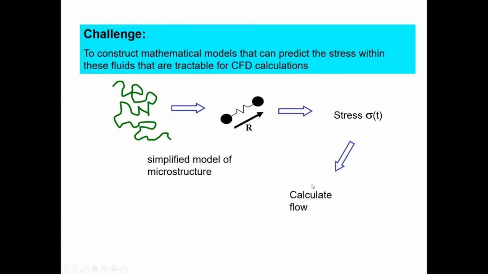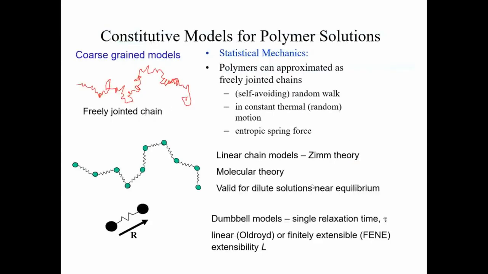And once you've got that, you can calculate the flow. And so that's essentially the way that we progress in this field. Okay. So how do we get this? How do we do this essentially model building, where you start with the statistical mechanics of these freely jointed chains. It's quite a well-developed area.